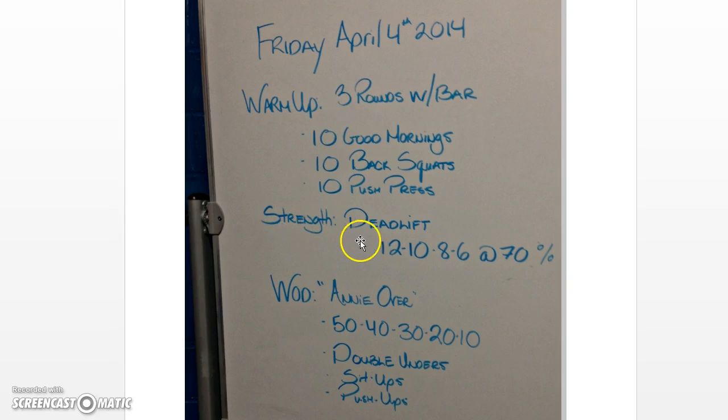There's a strength portion. This day they're doing deadlift, which is picking something heavy up off the ground. You do it 12 times, then 10, then 8, then 6 times at 70% of your body weight.